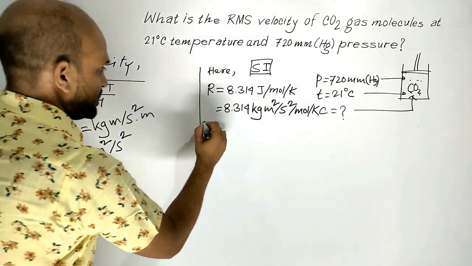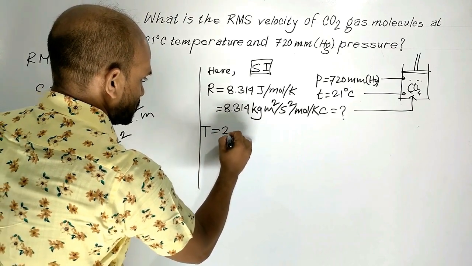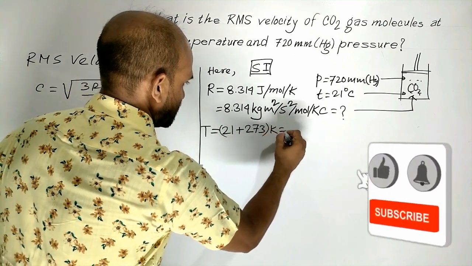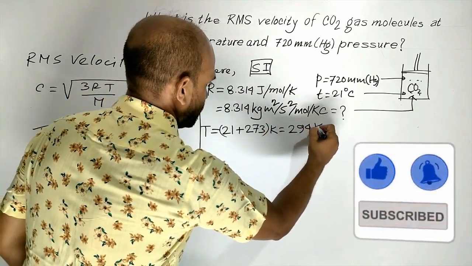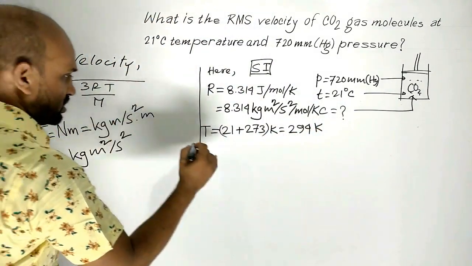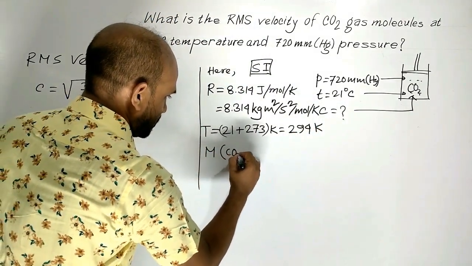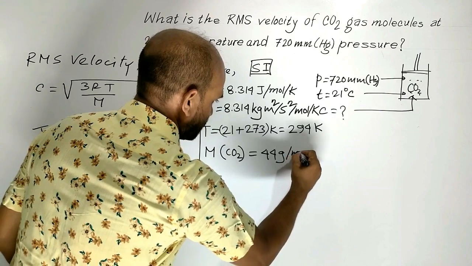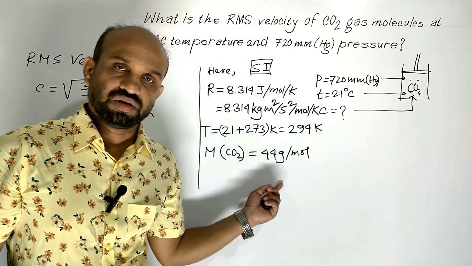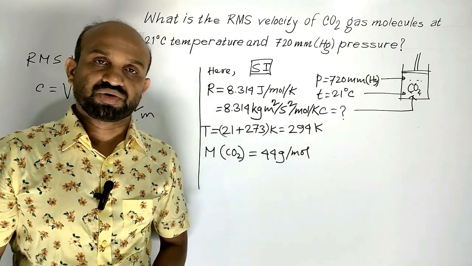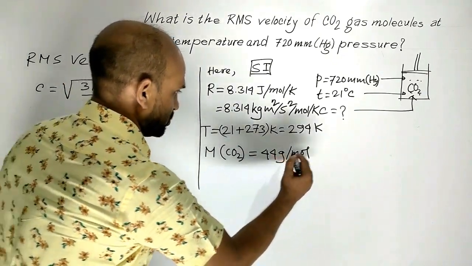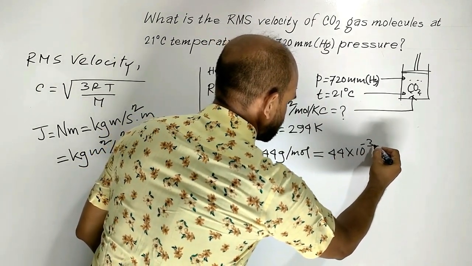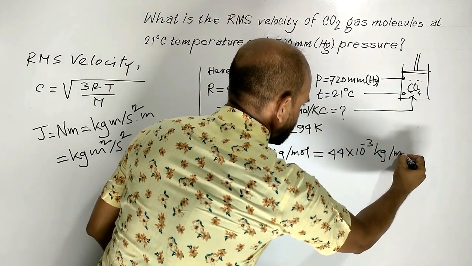Then Kelvin temperature T is equal to 21 plus 273 Kelvin, that is 294 Kelvin. Then molar mass M for carbon dioxide is equal to 44 gram per mole. But here this gram is to be converted to kilogram, that is kg. So here we can write 44 into 10 to the power minus 3 kg per mole.